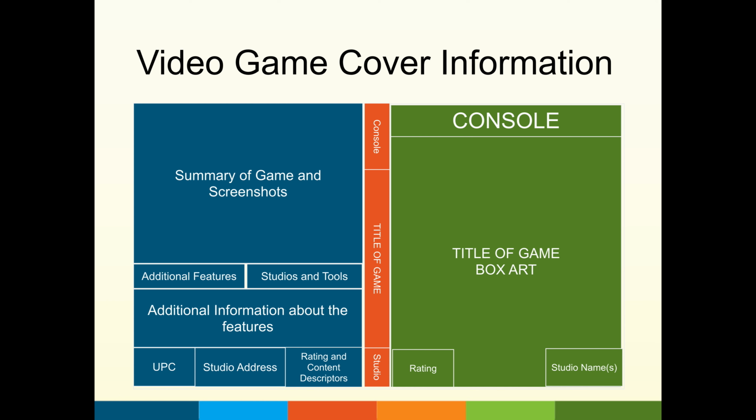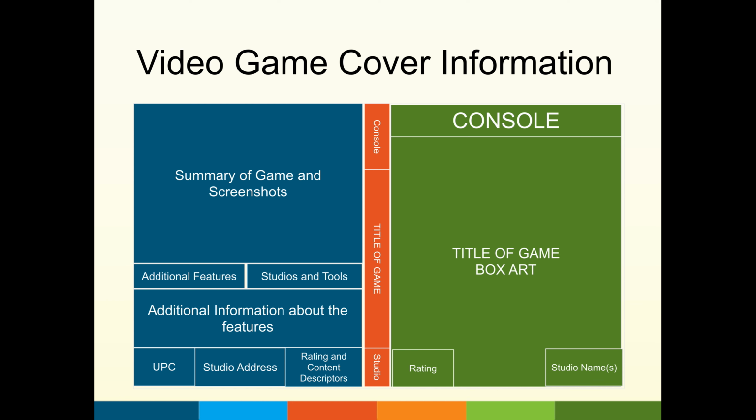This is an example of a video game case that shows what information can be found where. On the front cover, which is in green, at the top is the console for this game. Beneath that is the title and box art. Box art is art that is on the box. In the case of special editions, there may only be art on the cover. The game rating for most cases is located in the lower left corner, and typically the studio name is located in the lower right corner.